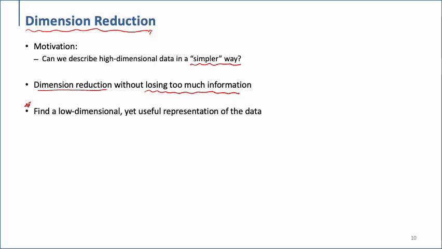So the objective is finding a low dimensional but yet a very useful representation of the data. So it should be low dimensional compared to the original data, but we should not lose too much information. So it should include a very useful representation of the data.